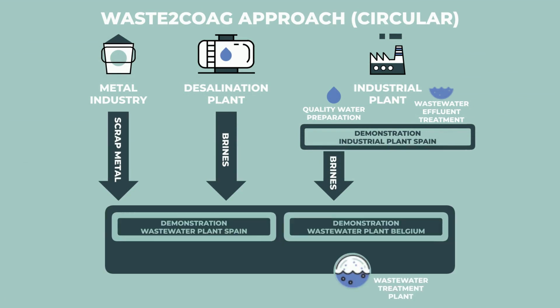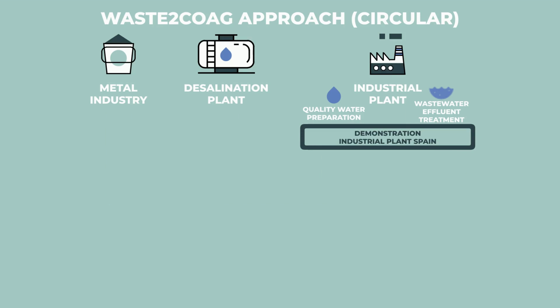In the circular LIFE Waste2Coag model, brines and metal waste are used to produce coagulants to treat wastewater. The technology uses an electrolysis pilot system, or ELS, to produce the coagulants. The coagulants produced can be used in situ at urban and industrial wastewater treatment plants.